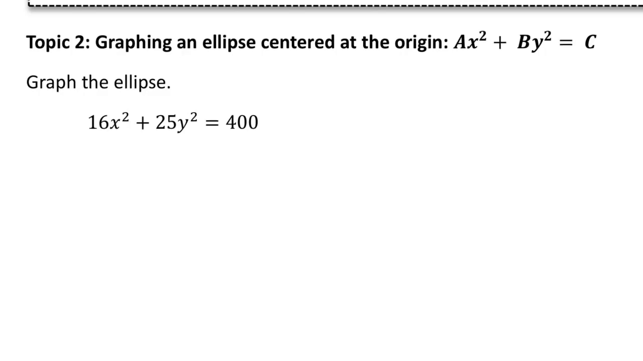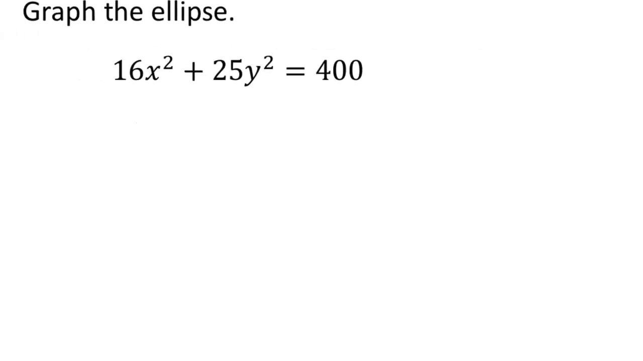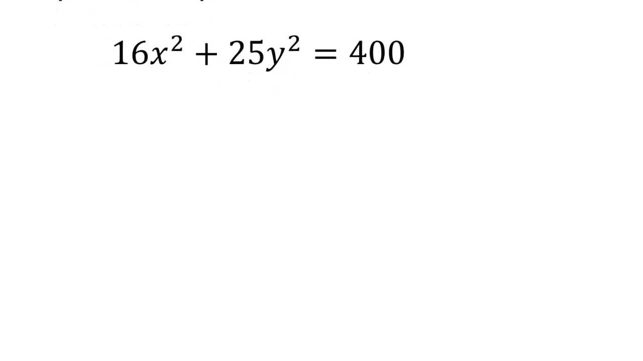Second topic in section 10.1. We're graphing an ellipse centered at the origin, but this isn't in standard form. So we have 16x squared plus 25y squared equals 400. What we're going to do first is divide both sides by 400. Why? To make an ellipse in standard form, you need to have 1 on the other side.